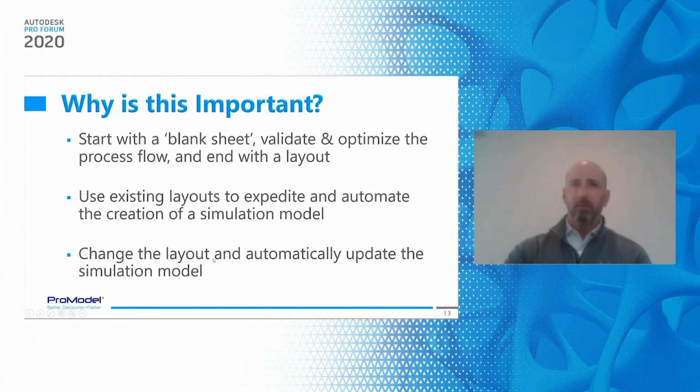And with the ProModel tool, we can actually change the layout and automatically update the simulation model. So you may iterate in the simulation model and find you want to move something closer or farther away. You can move it in the AutoCAD drawing and sync back to the ProModel model.